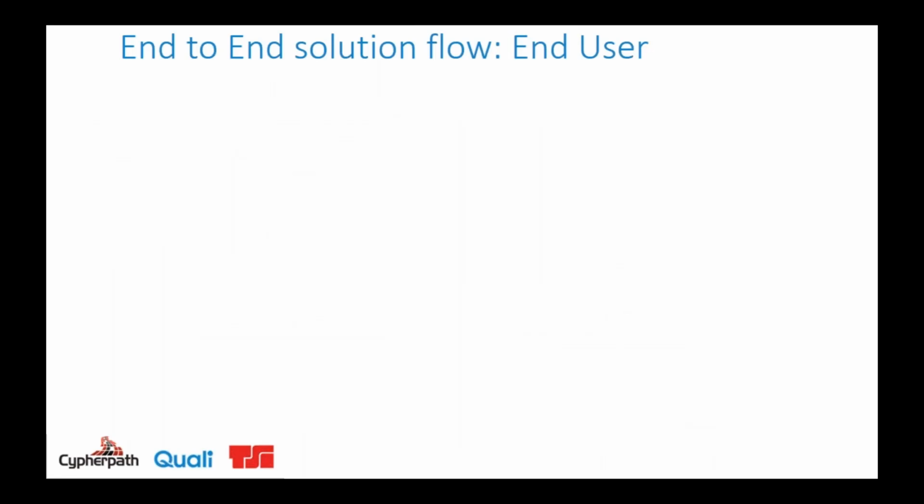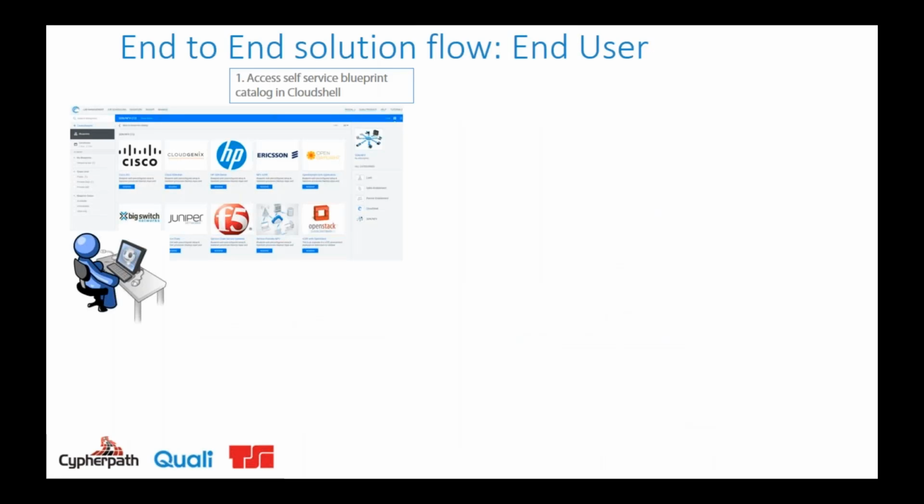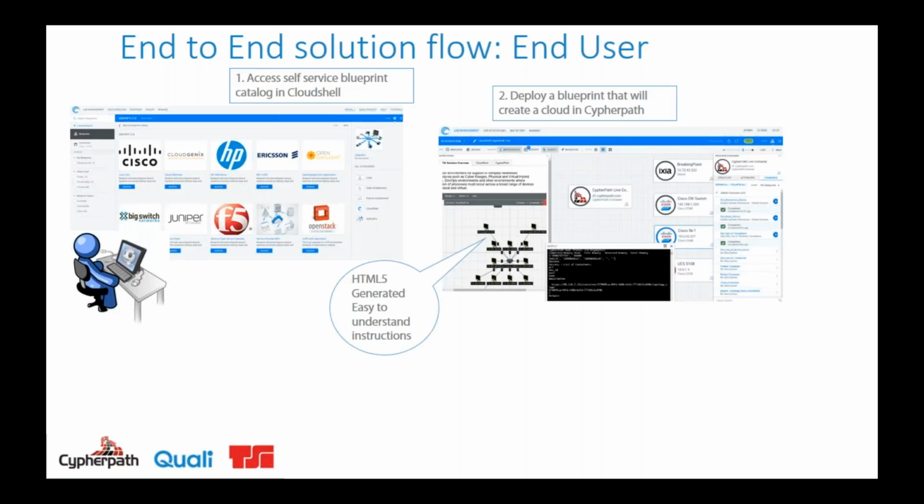Now, looking at it from the end user's perspective, the end-to-end solution flow here: first, the user can log into a secure portal where he or she is given access to only the catalogs and infrastructure they are entitled to consume. Both Cloud Shell and CypherPath support multi-tenancy, the ability to have different domains set up. Then they access a blueprint in Cloud Shell and reserve it for their use with automatic conflict checking for resources.